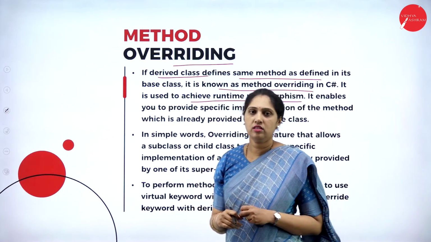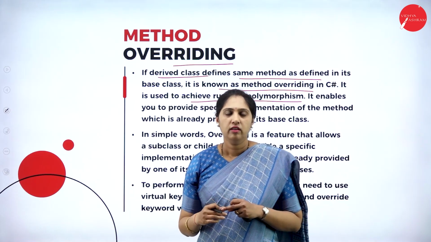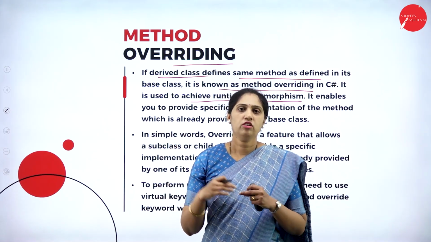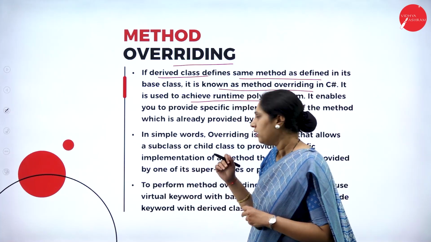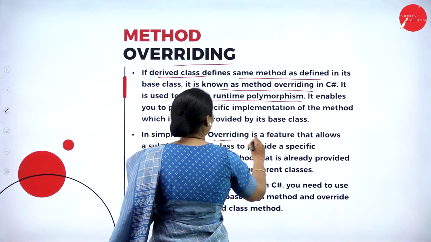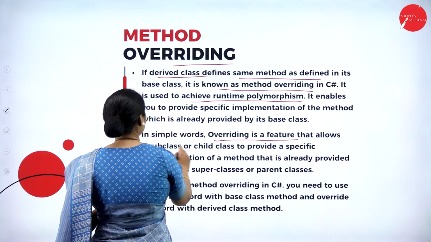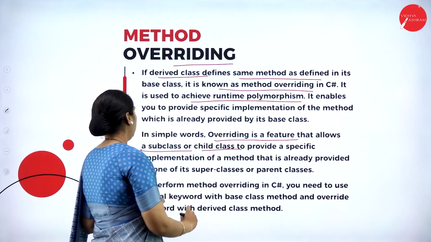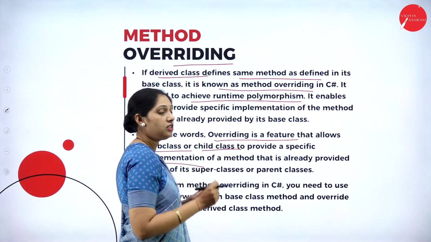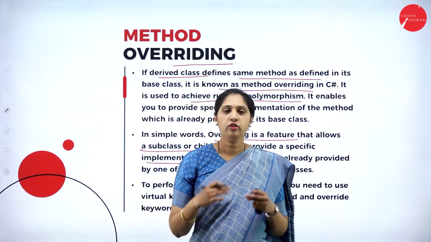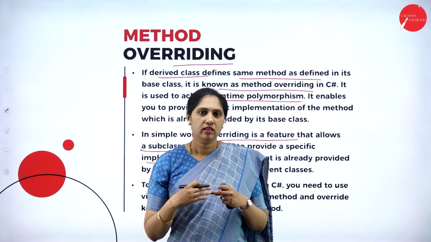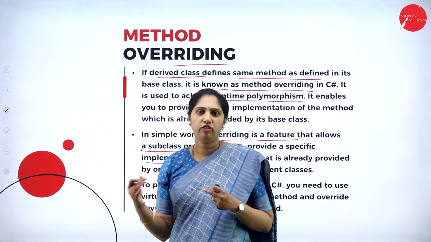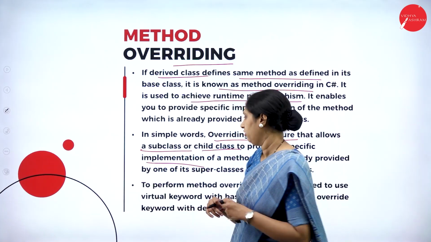Next, it is used to achieve runtime polymorphism. At runtime, it decides which to call, whether to call a base class function or a derived class function. In simple words, we can say overriding is a feature that allows a subclass or child class to provide a specific implementation. If I don't want to call the base class, I'll call the derived class. I can add some more functionality in my derived class.